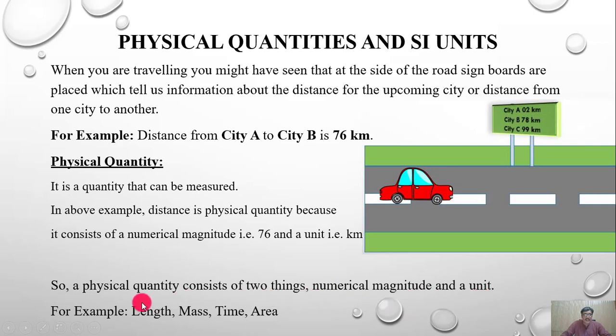Here are some examples which are physical quantities: length, mass, time, area. If we talk about time, when we measure time, we have a numerical magnitude and a unit. For example, 2 seconds, 3 seconds, 1 hour. Here 1 represents the numerical magnitude and the hour is the unit.